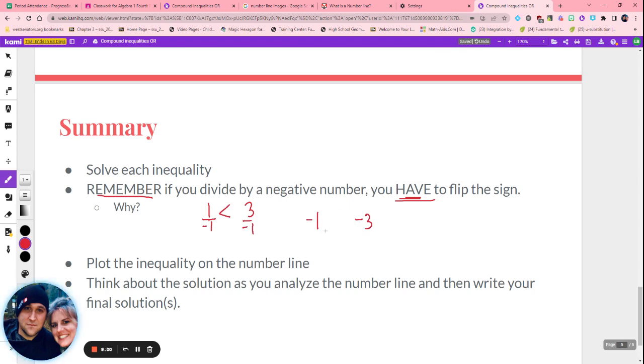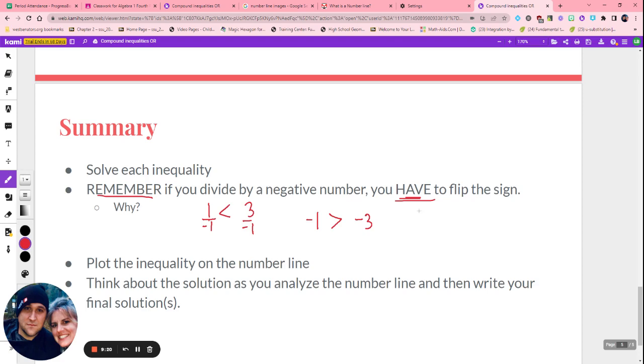Which one is the bigger number? This one is bigger. Think about owing people money. I'd rather owe someone only $1 than I would owe them 3. This is being a bigger number. This is more in the hole. So negative 1 is greater than negative 3. We'll see that when we divided both sides by a negative, we had to flip the sign to make it a true statement.